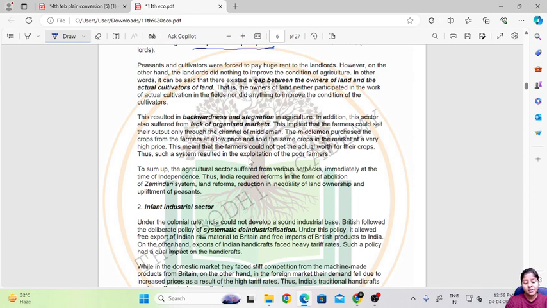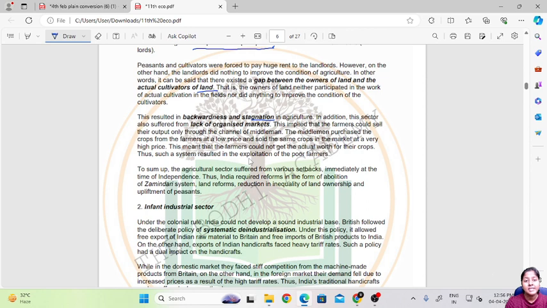As I talked about in the previous section, peasants had to pay a huge part of their profit to the zamindars, and the landlords did nothing to improve the condition. In other words, there existed a gap between the owners of land and the actual cultivators of land. The owners neither participated in the actual cultivation in the field, nor did anything to improve the condition of the cultivators. So this resulted in backwardness and stagnation in agriculture.